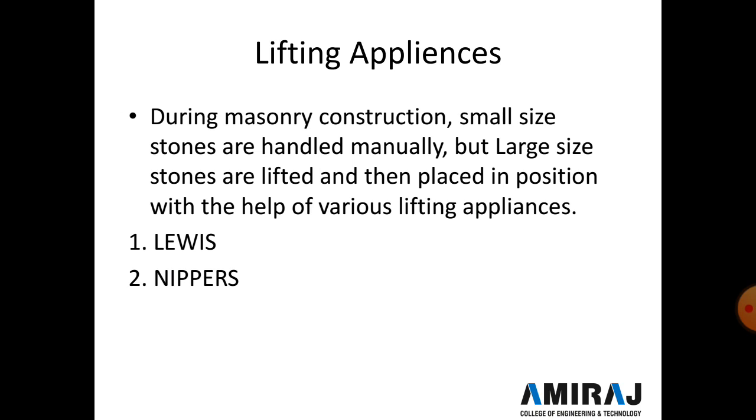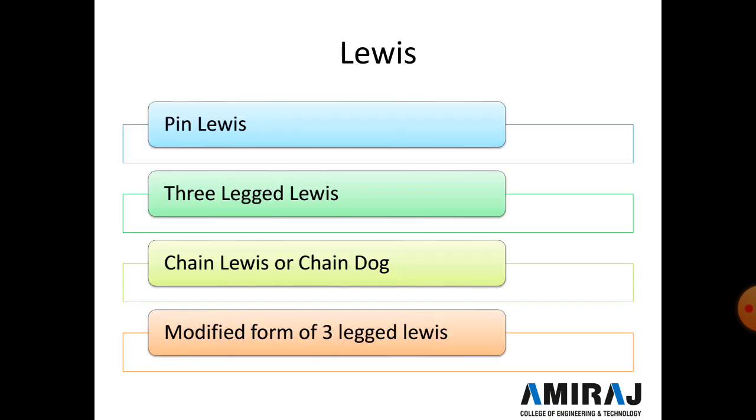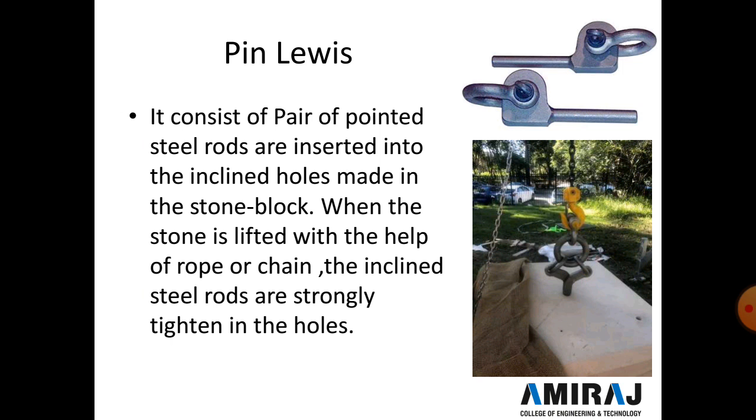So here are two types of appliances, first is levis and second one is kniper. Levis is divided into another four parts. First is pin levis, second one is three leg levis, third one is chain levis or chain dog levis, fourth one is a modified form of the three leg levis. So one by one we discuss. First one is pin levis.